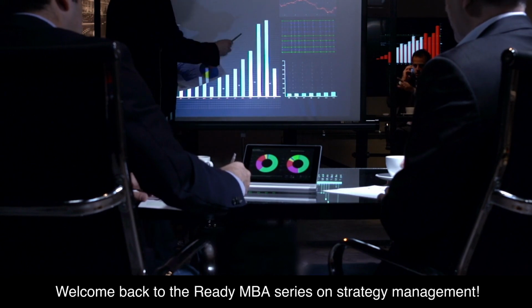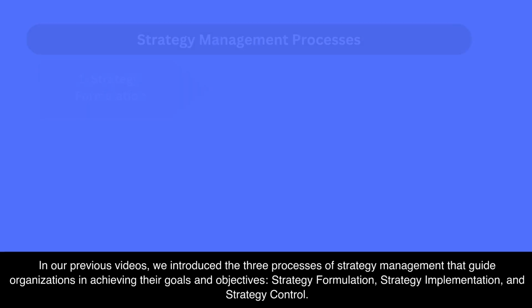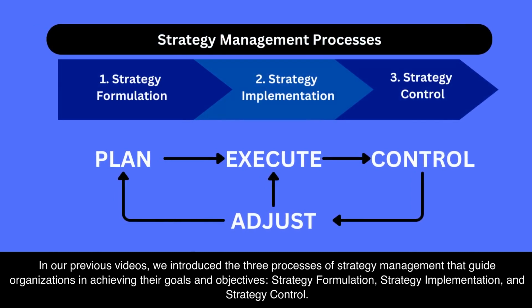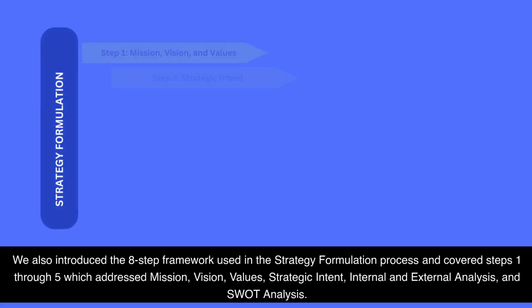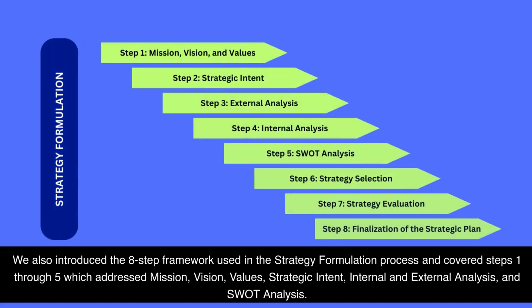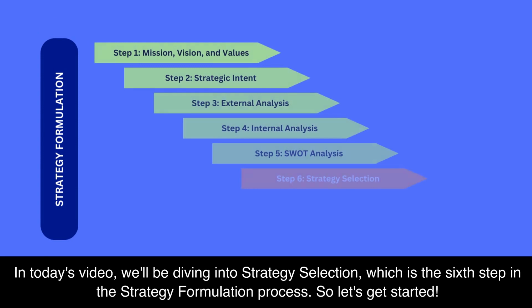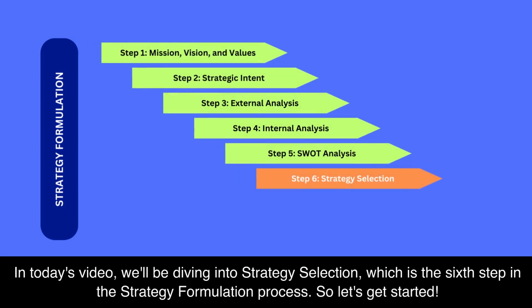Welcome back to the Ready MBA series on strategy management. In our previous videos, we introduced the three processes of strategy management that guide organizations in achieving their goals and objectives: strategy formulation, strategy implementation, and strategy control. We also introduced the 8-step framework used in the strategy formulation process and covered steps 1 through 5, which addressed mission, vision, values, strategic intent, internal and external analysis, and SWOT analysis. In today's video, we'll be diving into strategy selection, which is the 6th step in the strategy formulation process.